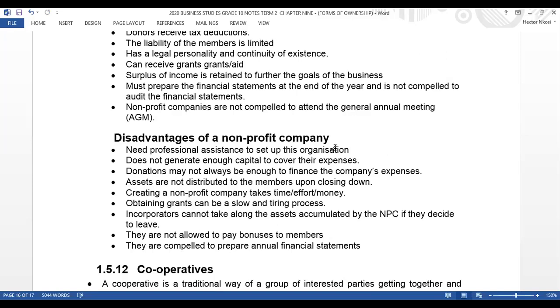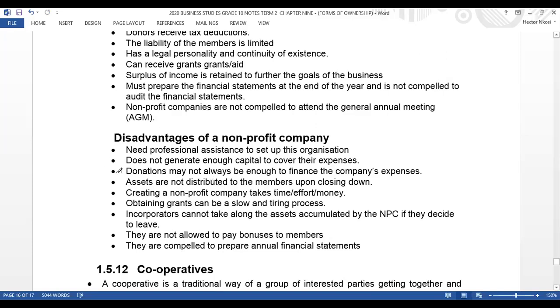What is the nation going to benefit from this? Why are you doing it, basically? So you need professional assistance in order to approach donors, right? It does not generate enough capital to cover their expenses. So sometimes it happens, guys, that not always you're going to get the funding. Sometimes you might get the minimum funding from your donors, right? Or your sponsors. Sometimes that can restrict you from paying the company's expenses.